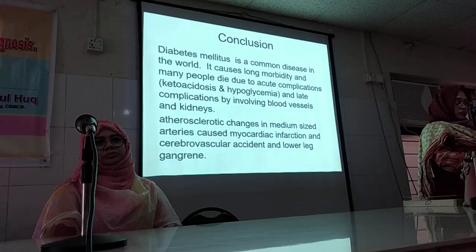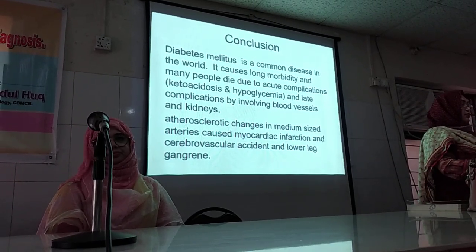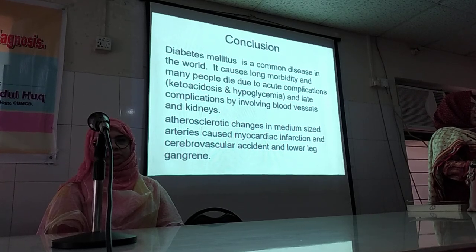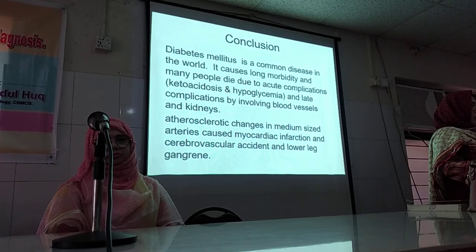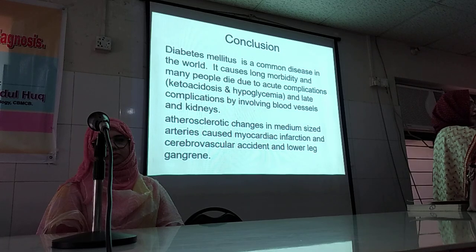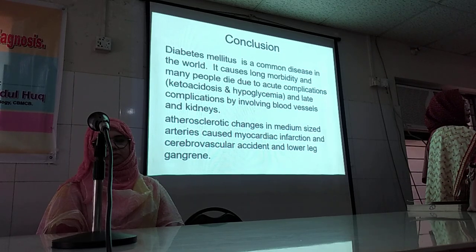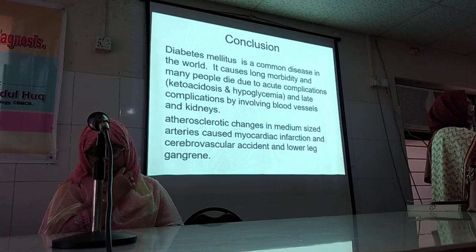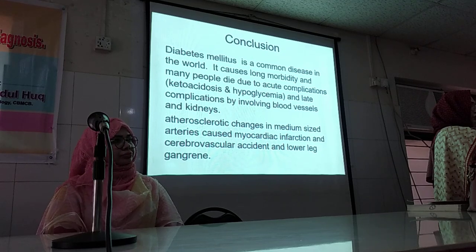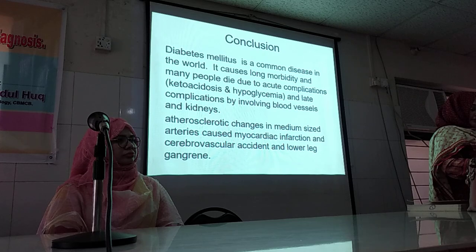Conclusion: diabetes mellitus is a common disease in the world. It causes long morbidity and many people die due to acute complications, ketoacidosis and hypoglycemia, and late complications involving blood vessels and kidney. Atherosclerotic change in medium-sized arteries causes myocardial infarction, cerebrovascular accident and lower leg gangrene.